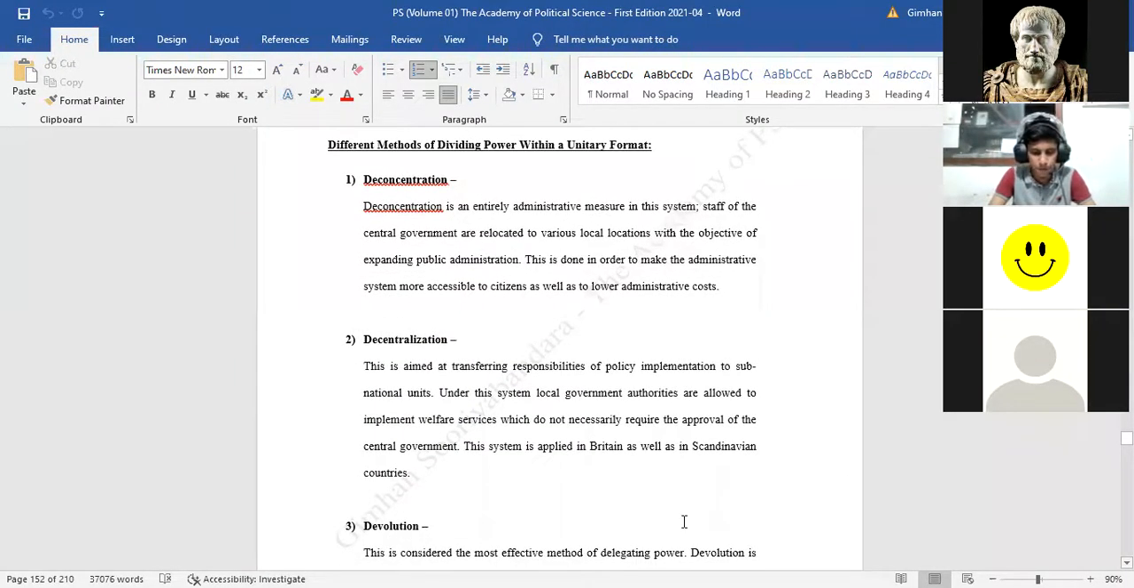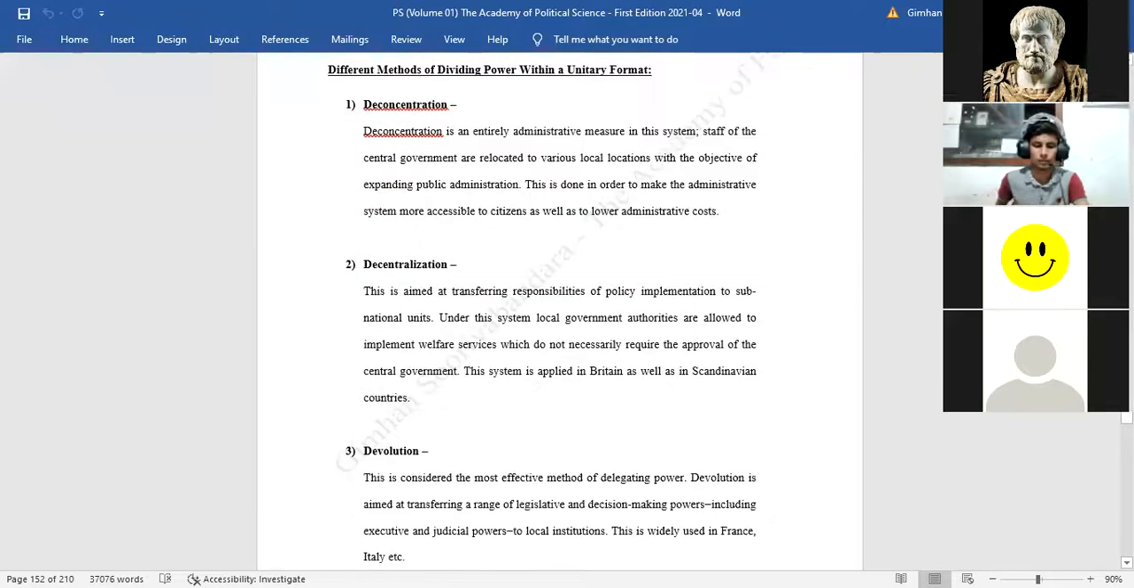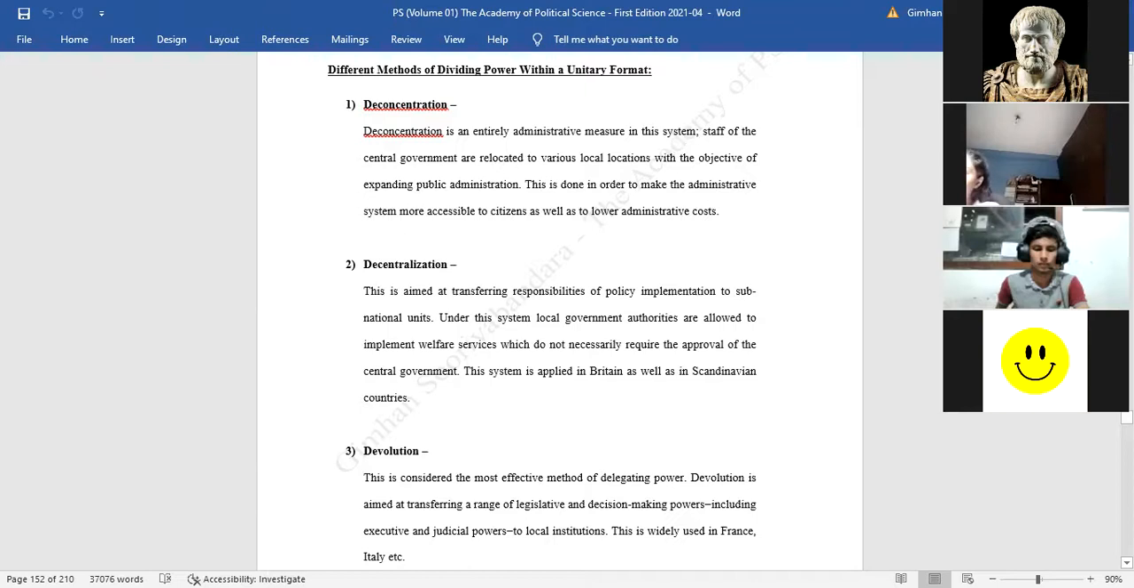Different methods of dividing power within a unitary format. Deconcentration. We'll discuss that part, and we'll move on to the different methods.